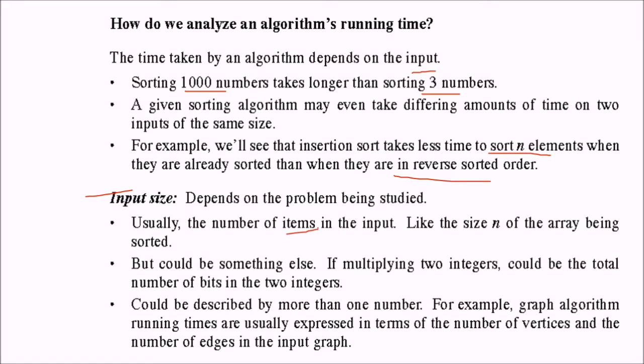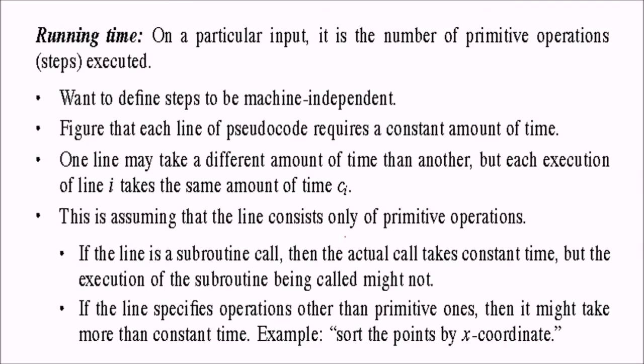The number of items in the input, like the size n of the array being sorted. But if we employ multiplication on two integers, this could be the total number of bits in the two integers. This is something else. The input size can also be described by more than one number. For instance, in graph algorithm running times, we talk about vertices and edges in the input graph. So this can be the input size.